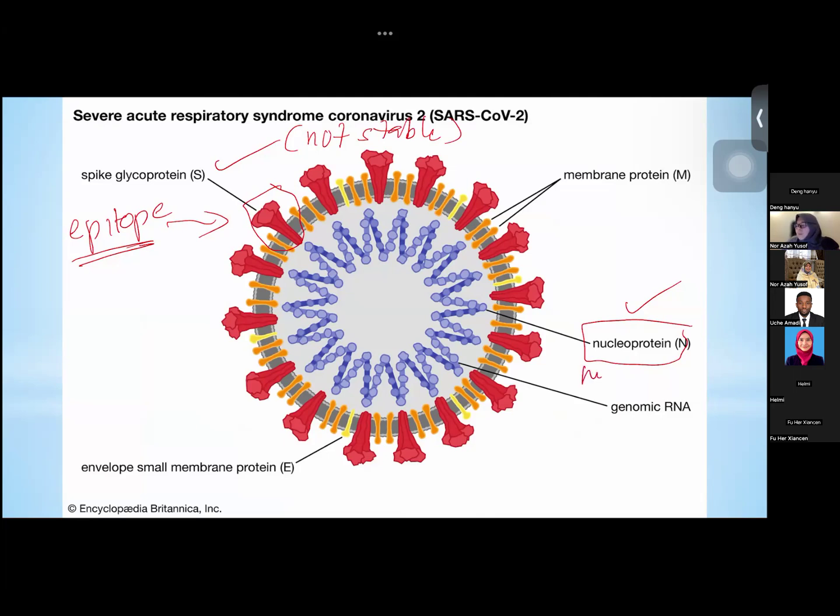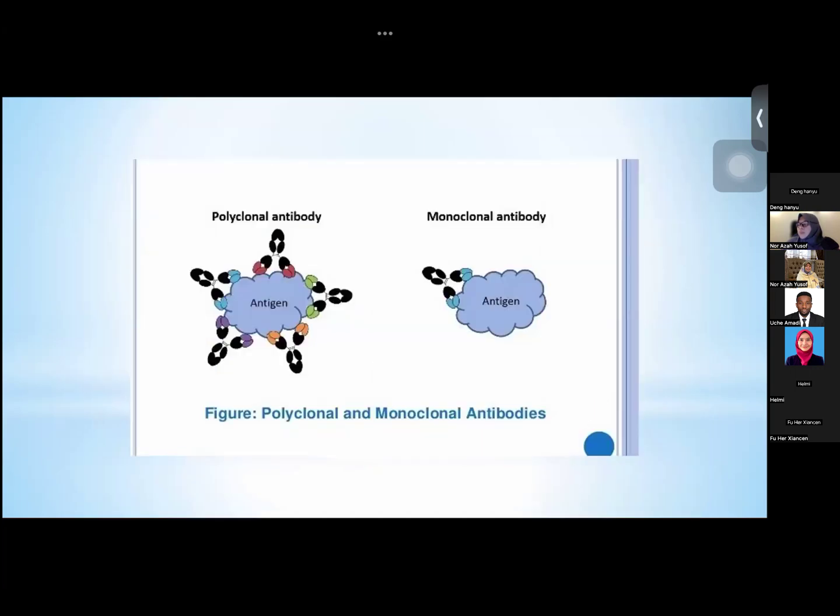The N protein is more stable. But you can see the location of N is a bit difficult to access. So the detection most of the time is based on S protein. And since it is not stable, it's actually difficult to detect because the sequences are mutating. Okay, I hope that I have presented the understanding of antigen-antibody interaction and how specific they are towards certain epitopes, where the antigen reacts with the antibody.